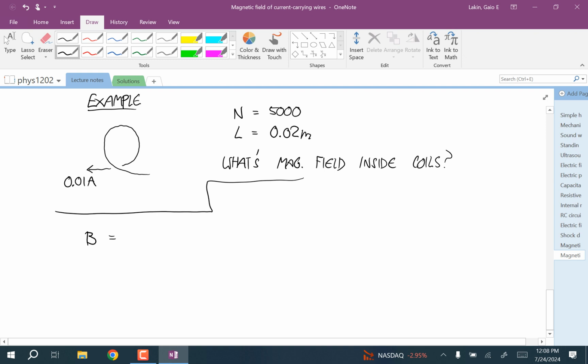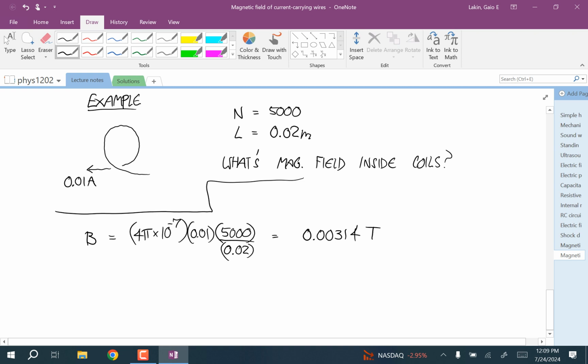Then the magnetic field vector magnitude is 4 pi times 10 to the minus 7 times the current times the number of loops divided by the length of those coils. So that's 5,000 divided by 2 centimeters. And you get a magnitude of 0.00314 Tesla.